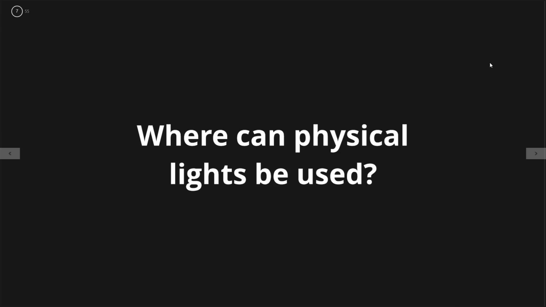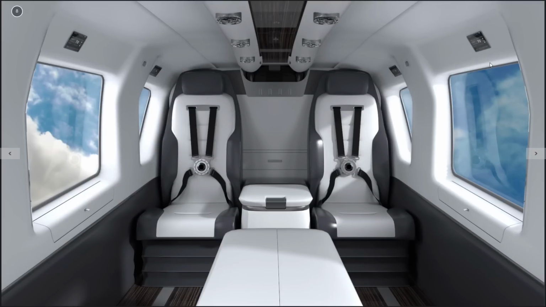Where can physical lights be used? Let's run through a couple of different use cases for physical lights, or local lights as they're also referred to. For example, in this scene, this is a great model from Turbo Squid that was rendered in KeyShot 6 using the interior mode.